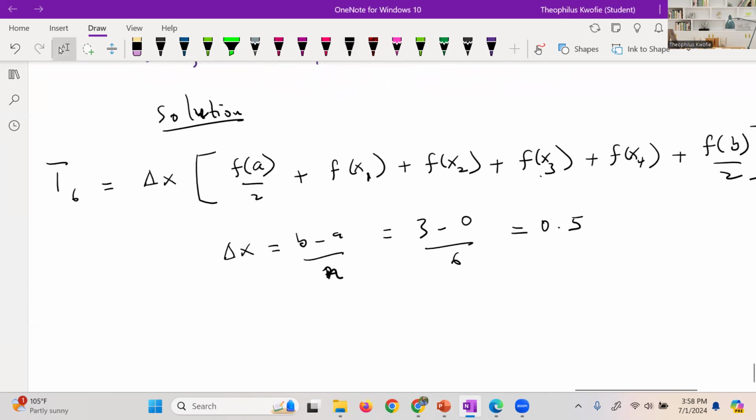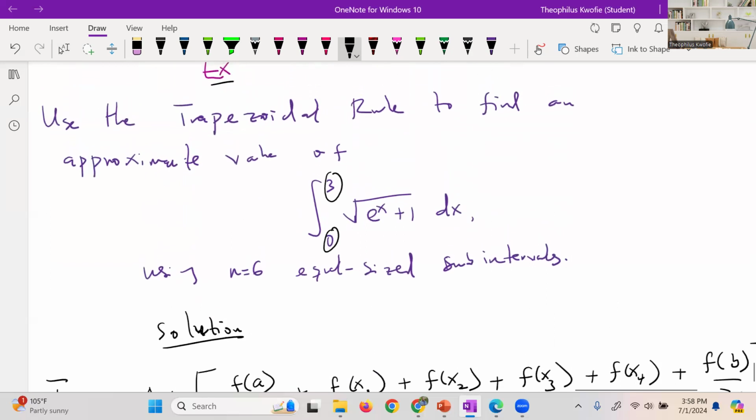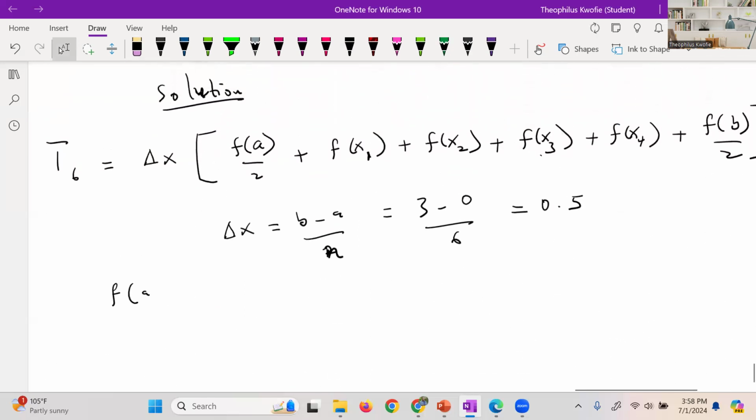Okay. So now we need to find our f of a. Remember, our a is 0. The a is the lower limit of the definite integral, which is 0. So we need to find f of 0, which is what?